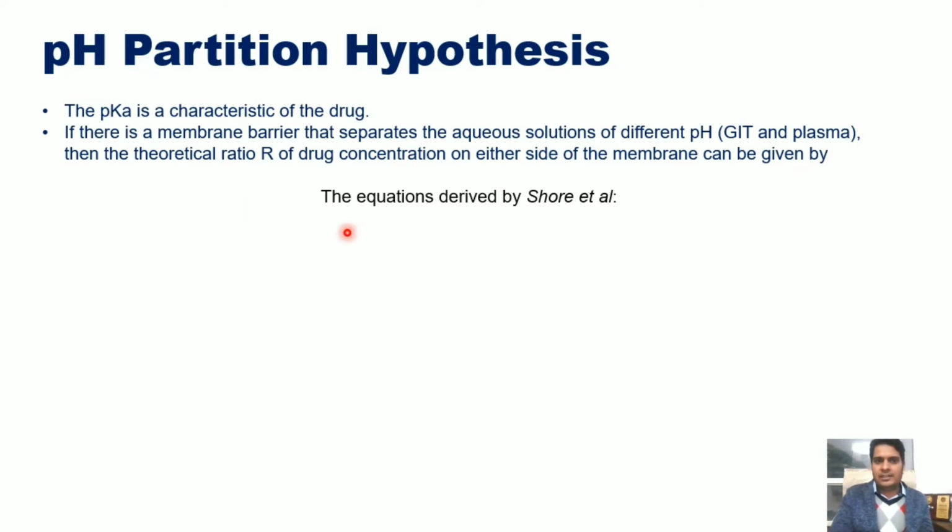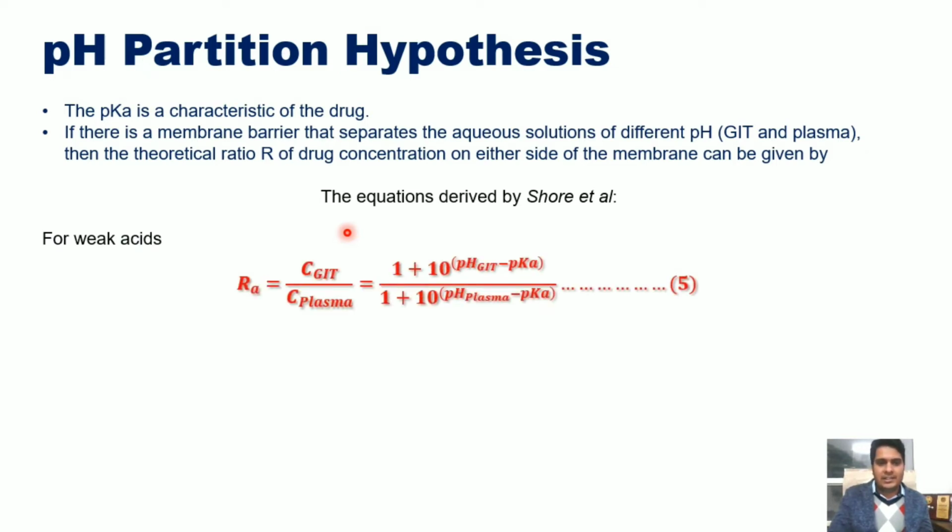If there is a membrane barrier that separates aqueous solutions of different pH, then the theoretical ratio R of the drug concentration on either side of the membrane can be given by the equation derived from Shore et al. This is the equation for a weak acid, where Ra, the theoretical ratio of drug concentration in the GI tract and plasma, is equal to 1 plus 10 to the power pH GIT minus pK, upon 1 plus 10 to the power pH plasma minus pK.